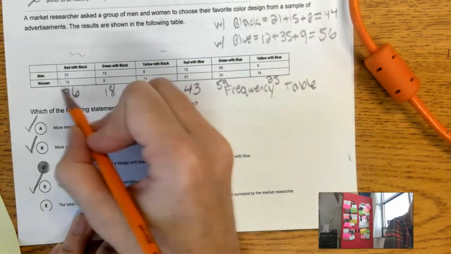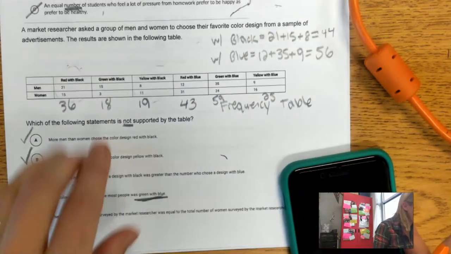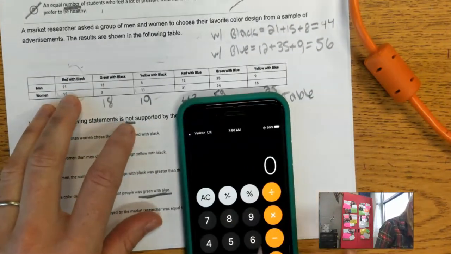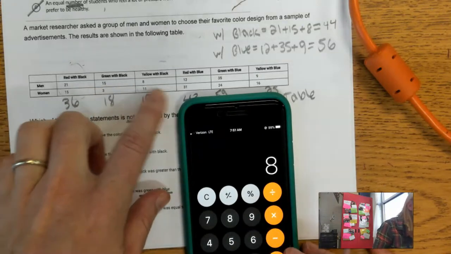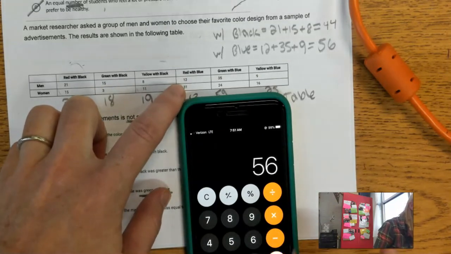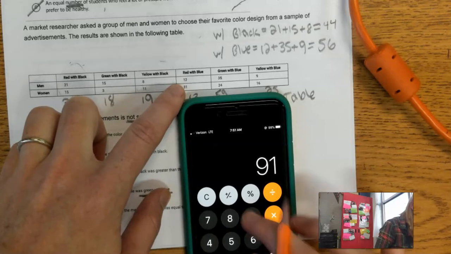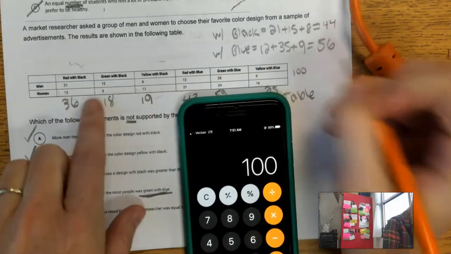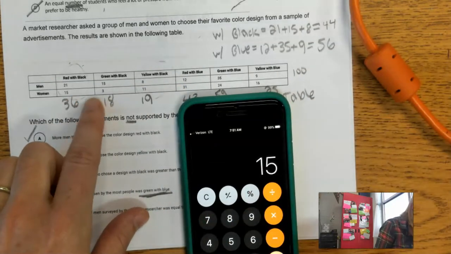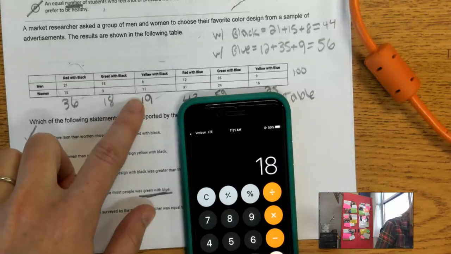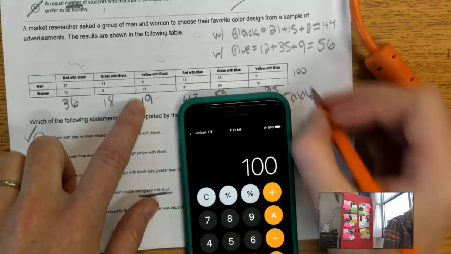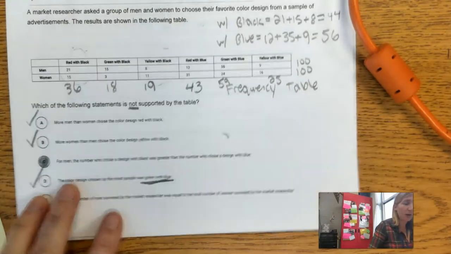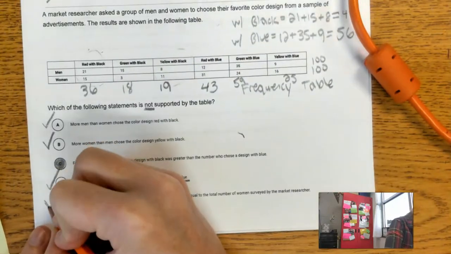So I just need to sum up my rows to see how many men were surveyed and how many women. So my men, 21 plus 15 plus 8 plus 12 plus 35 plus 9. So that gives me 100 men surveyed. Women, 15 plus 3 plus 11 plus 31 plus 24 plus 16. So I had the same number, 100 and 100. So E is also true.